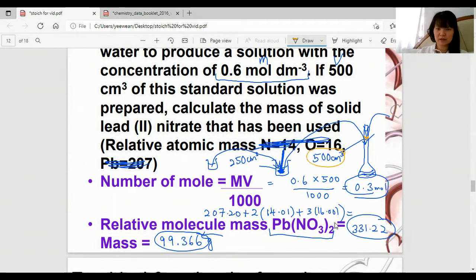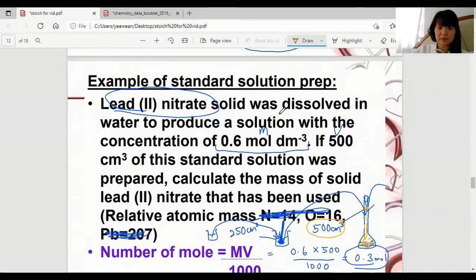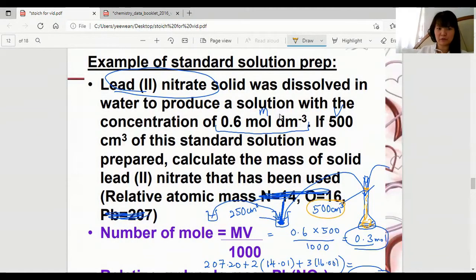When you do that, you need to invert and shake it to make sure the moles are everywhere. And when you've done that, you would have 500 cm³ of a solution of lead nitrate that is 0.6 mole per dm³. That is how you prepare a stock solution in the lab.